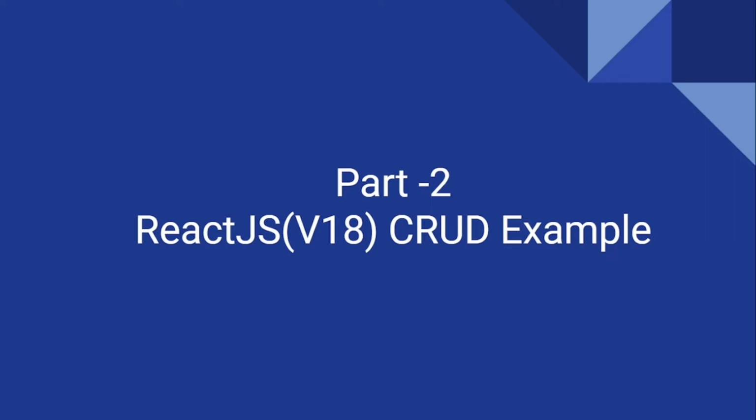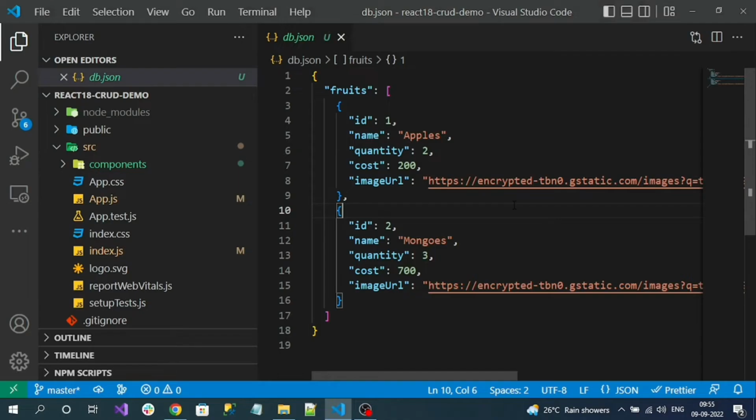So this is part 2 video on ReactJS CRUD example. Now we mainly focus on read operation. Create, read, update, delete, these make CRUD operation, right? In that, first let's do read operation.